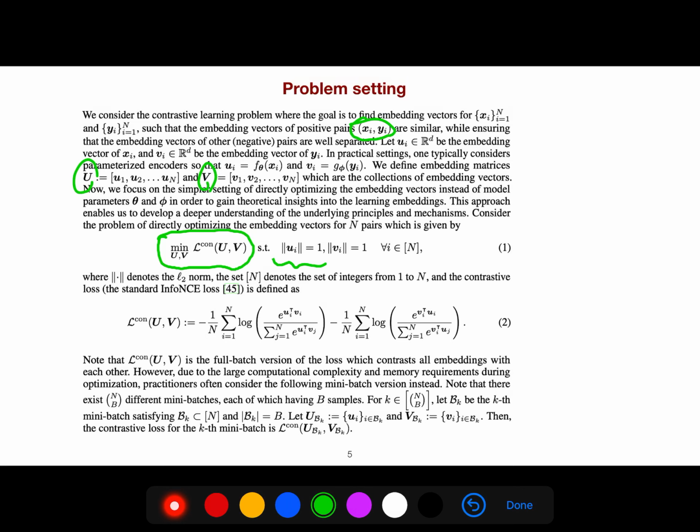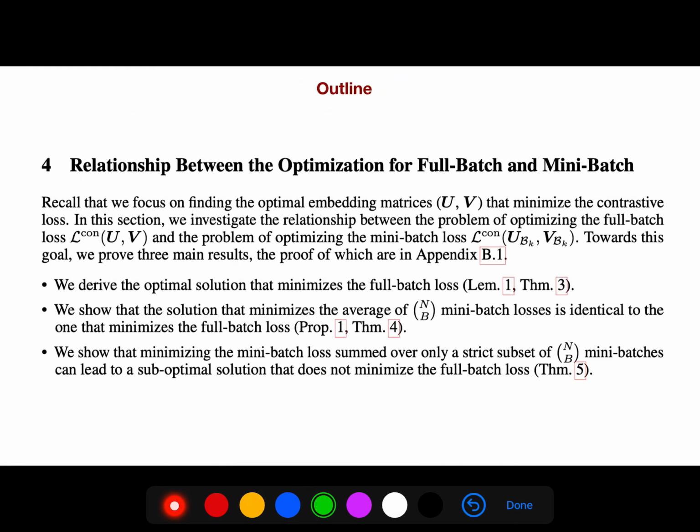Due to large computational complexity and memory requirements during optimization, practitioners often consider the following mini-batch version. It's a kind of technical trick. Note that there exist B out of n different mini-batches, each of which has B samples, and B_k is the k-th mini-batch satisfying that it is inside n. And then the contrastive loss can be calculated. So there is a relationship between optimization of full batch and mini-batch.